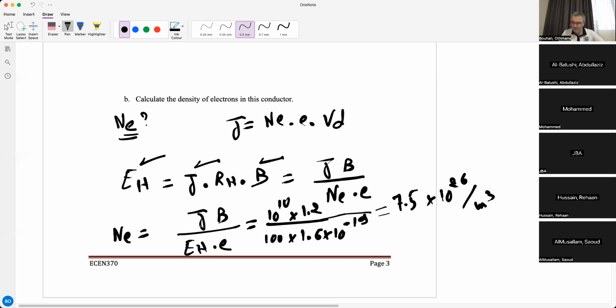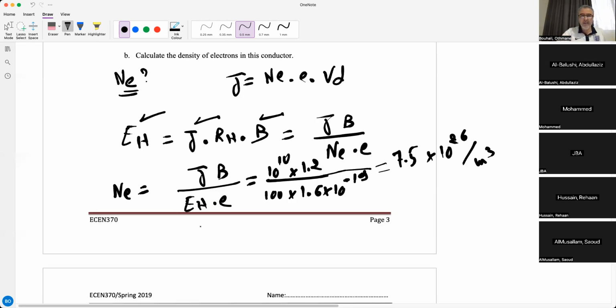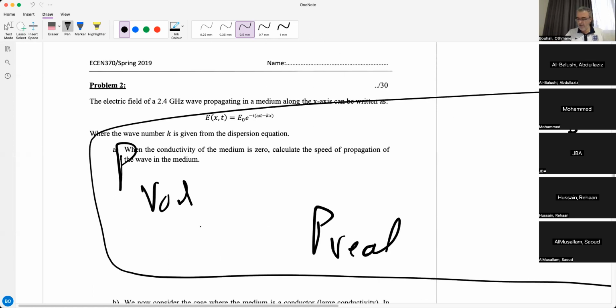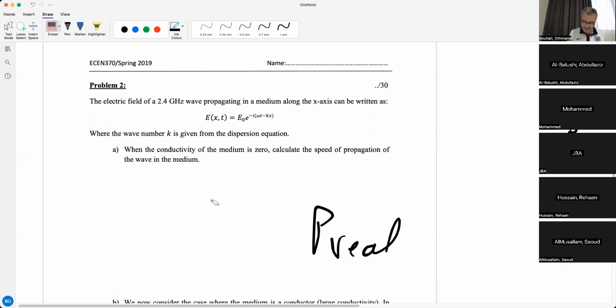Okay, so this is the second problem. Let me read the whole problem. The electric field of a 2.4 gigahertz wave propagating in a medium along the x-axis can be written as given, where the wave number is given from the dispersion equation. When the conductivity of the medium is 0, calculate the speed of propagation of the wave in the medium.